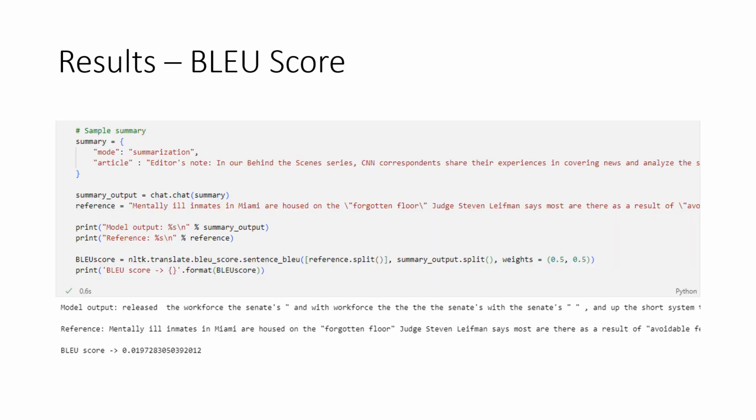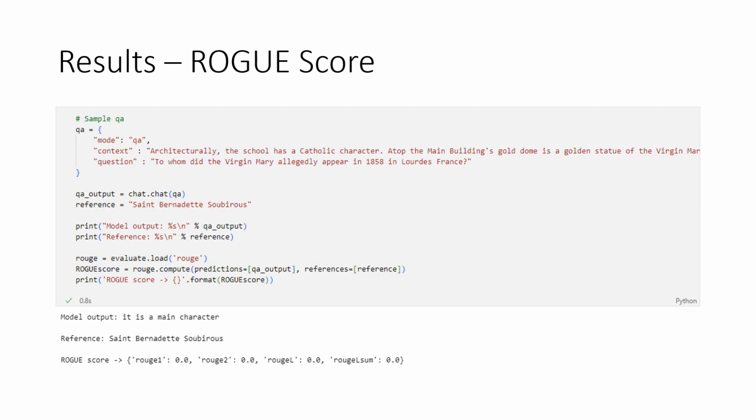Here's a simple demo of how you can use the model for the summarization task, and it also shows you how to calculate the BLEU score. And this slide is a simple demo of how you can use this model for the question answering task and calculate the ROUGE score. And if you would like more details of the demo, you can always go to the GitHub repository to see it.